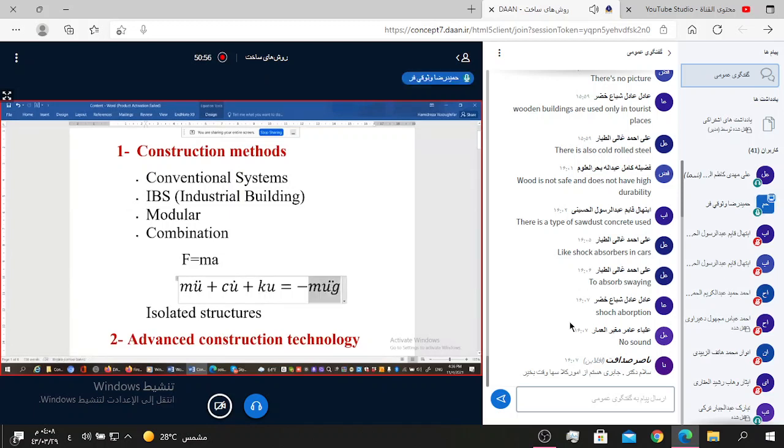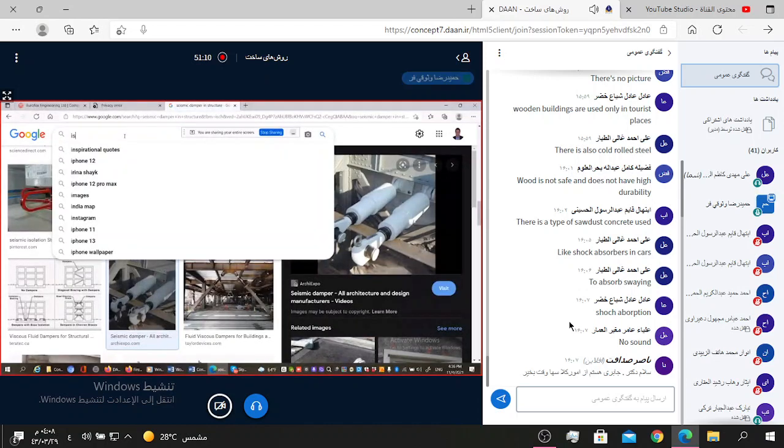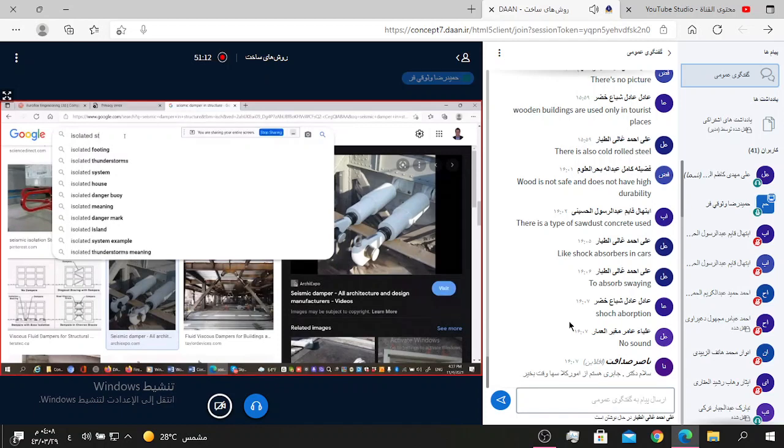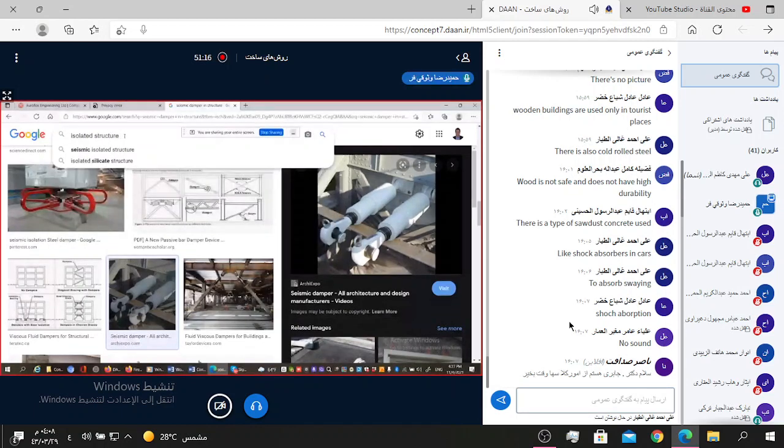this isolated system, an isolated structure. What is an isolated structure? An isolated structure is one that makes the structure isolated.